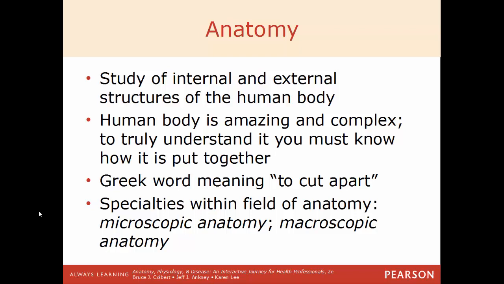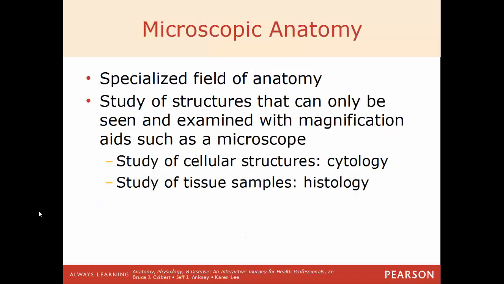And there are various specialties that fall under anatomy, such as microscopic anatomy and macroscopic anatomy. See, for microscopic anatomy, this is a very specialized field of anatomy. This is the study of structures you can only see with a microscope. That's why it's microscopic anatomy, things that are very, very tiny, such as looking at various features of cells, or cytology, when you're studying various samples of tissues, or histology. Those are details that you can't see with your naked eye. You need tools like a microscope to be able to study them correctly.